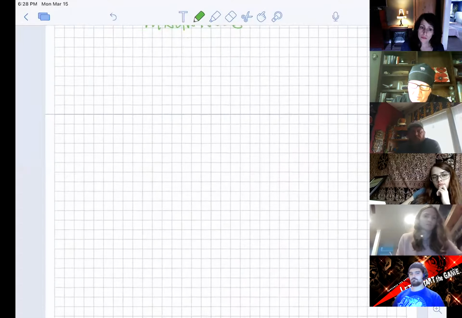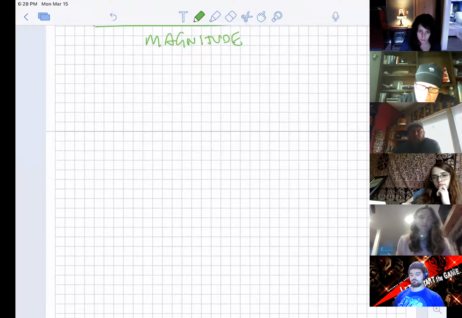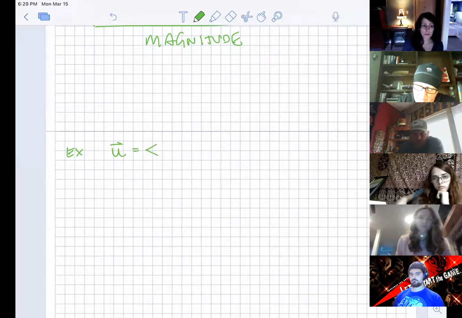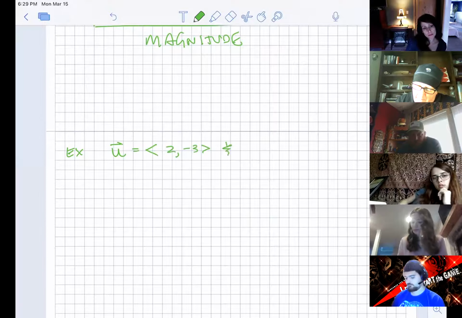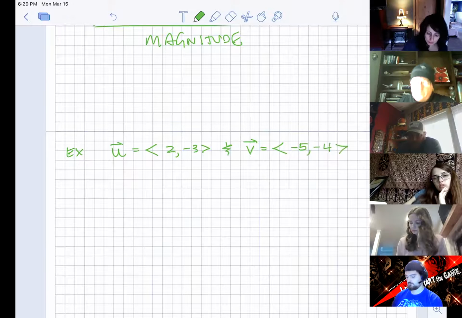So I've got graph paper up here now. You try this ahead of me, and I'll do what the book did. Vector U is given by the point 2, -3. And another vector, vector V, is given by the coordinates, let's just make it weird, -5, -4. Can you draw that?